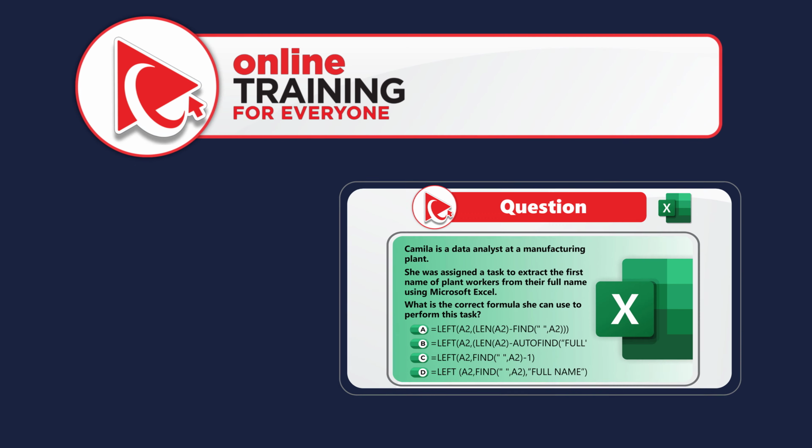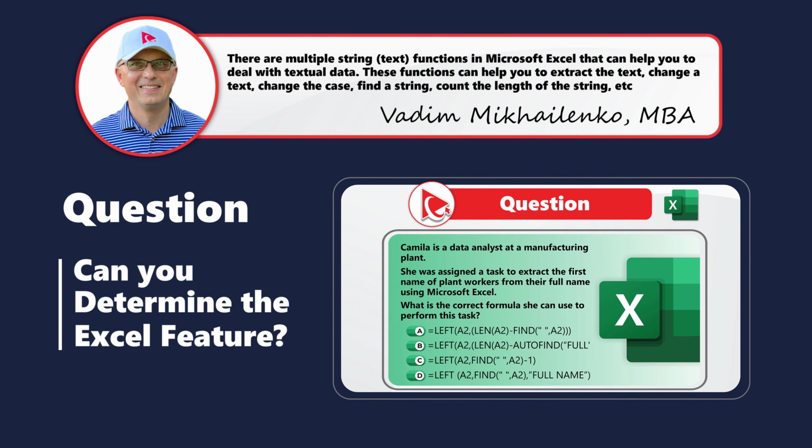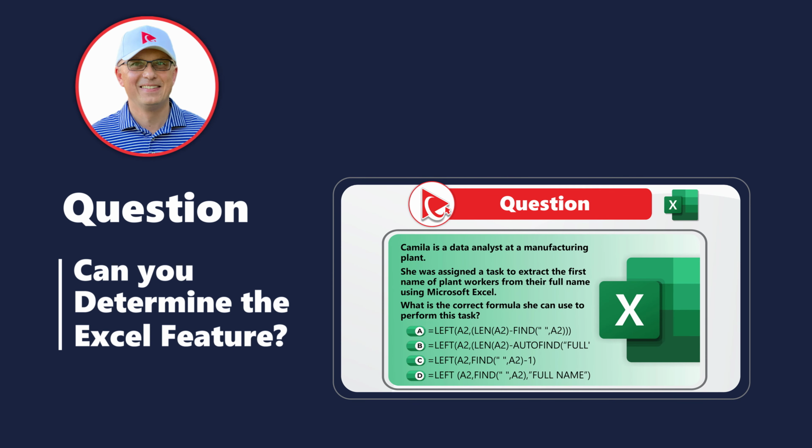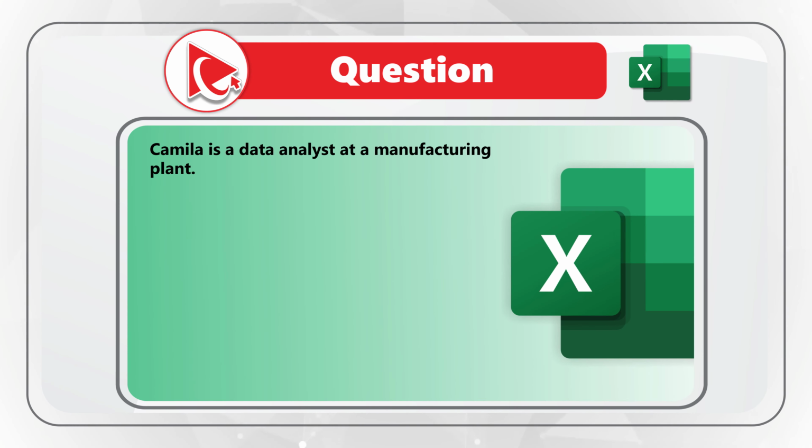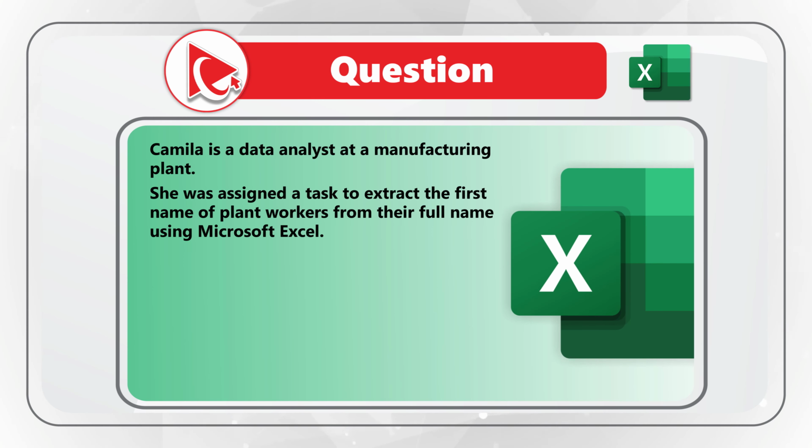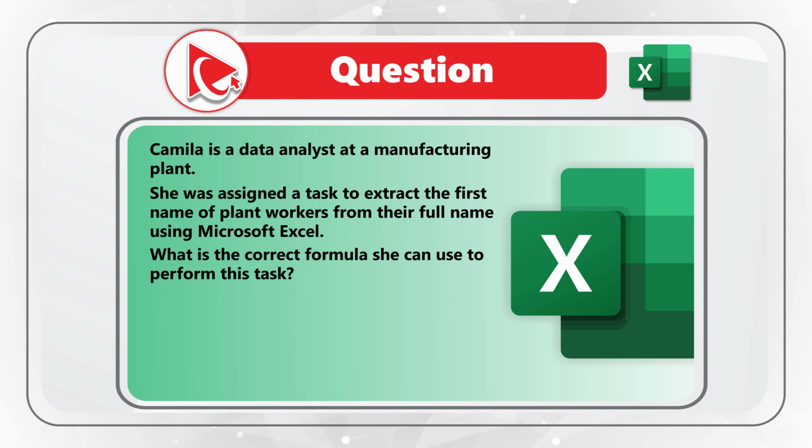Here's a very interesting question to understand how well you know the formulas and functions working with textual strings in Excel. Camilla is a data analyst at a manufacturing plant. She was assigned a task to extract the first name of the plant worker from their full names using Microsoft Excel. What is the correct formula she can use to perform this task? And there are 4 different choices.